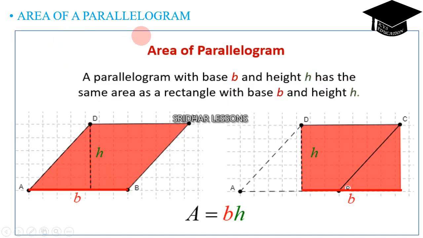Area of a parallelogram. The formula for the area of a parallelogram is area A equals BH. That means here B is known as the base of the parallelogram and H is the height. This is how we are going to find the area of a parallelogram. Area A equals base into height. This is known as the height and this portion is known as the base.